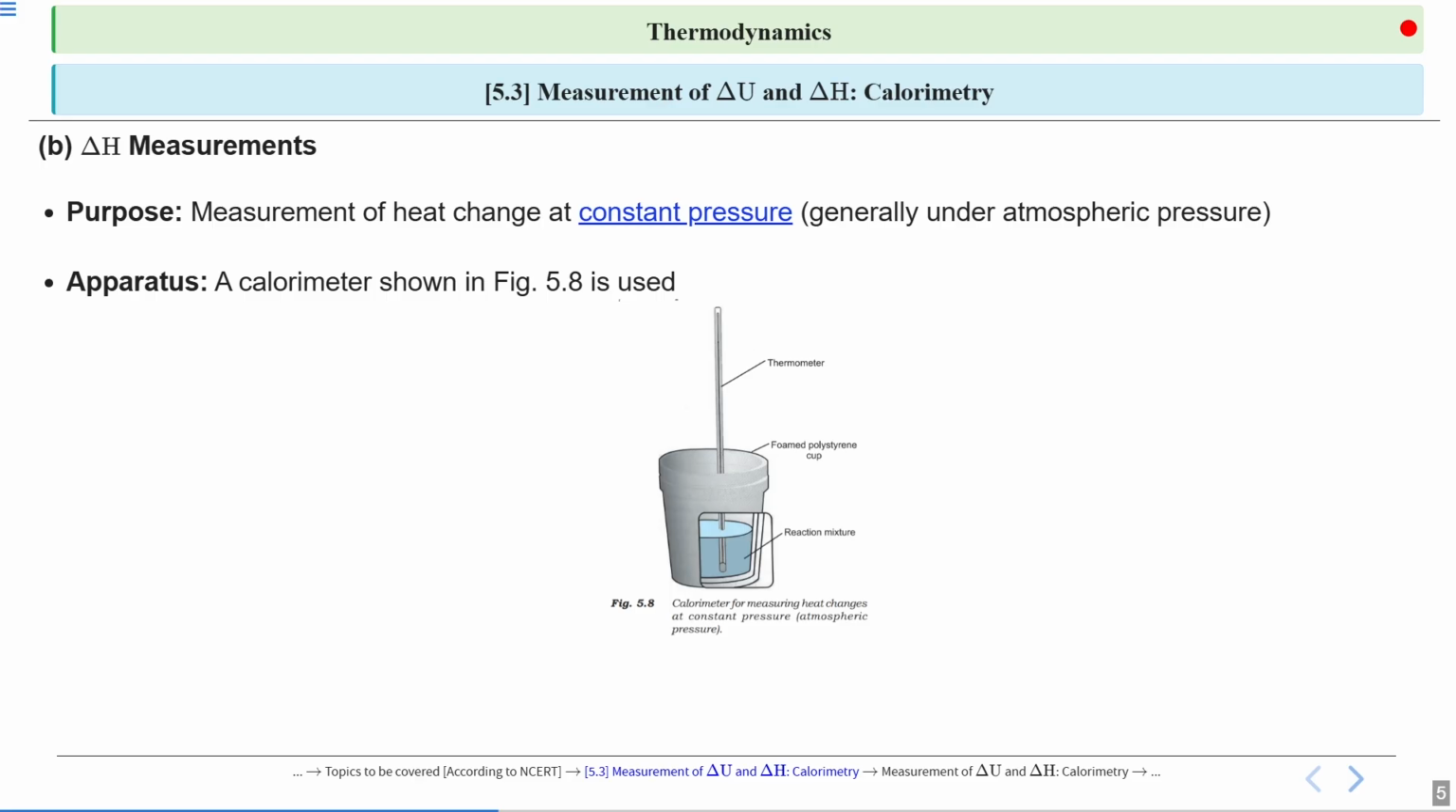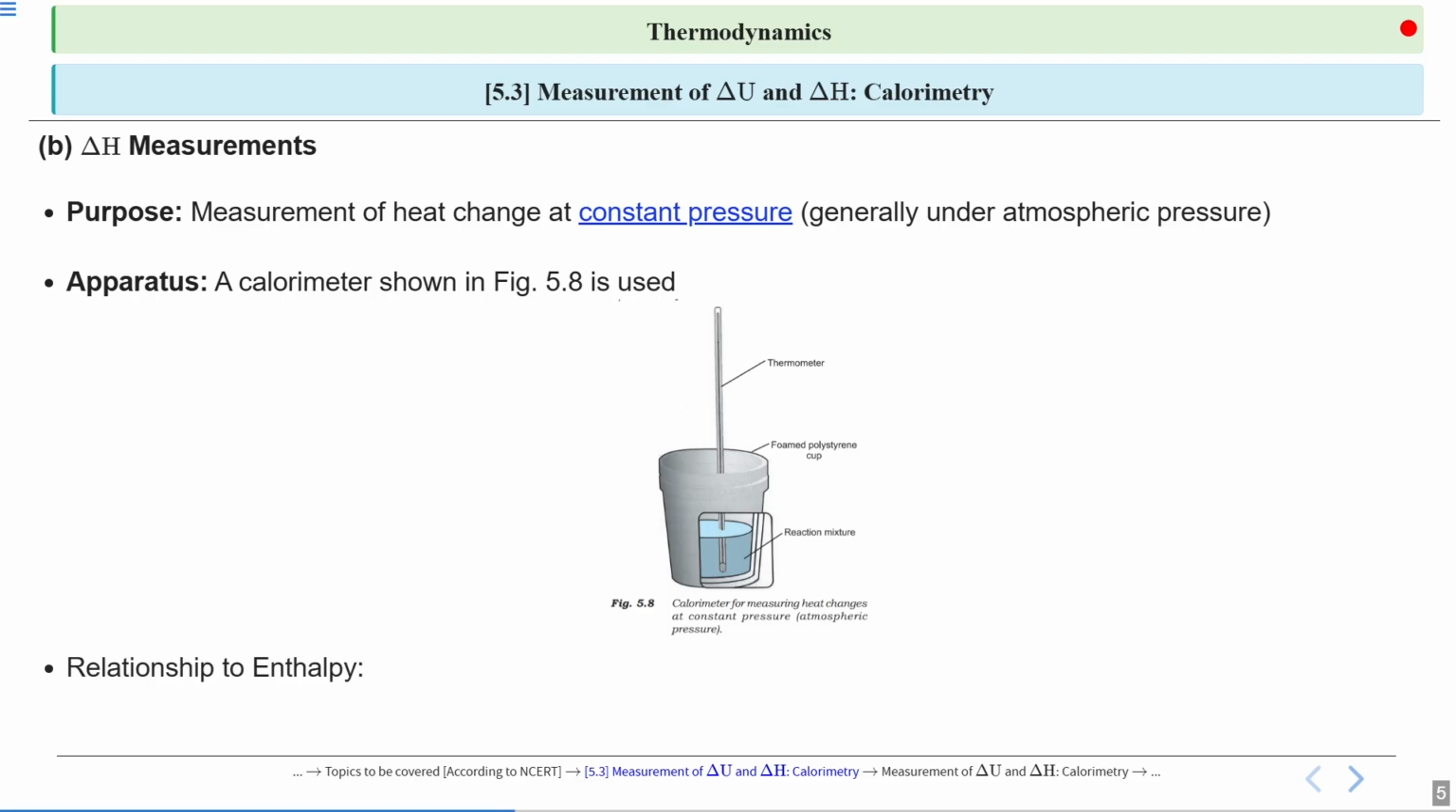Now, again, we have a thermometer. What is its use? Its use is to calculate the temperature change. We have talked about this. And we have the reaction mixture inside this calorimeter. We'll call this apparatus a normal calorimeter. We don't put any prefix before it, like the bomb calorimeter in the case of delta U. So you should remember both of these terms, calorimeter and bomb calorimeter. Bomb calorimeter is used for internal energy calculation and calorimeter is used for enthalpy change calculation.